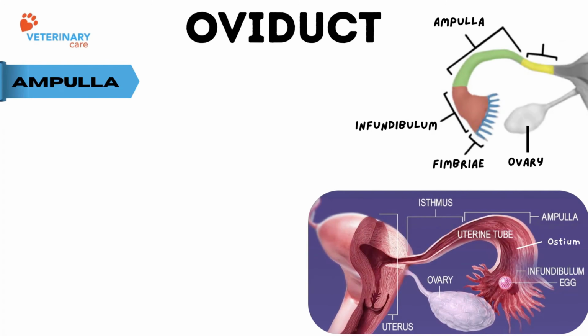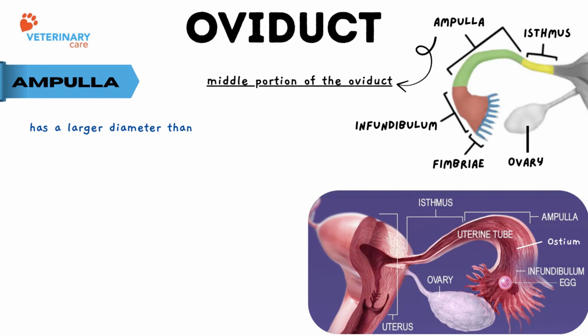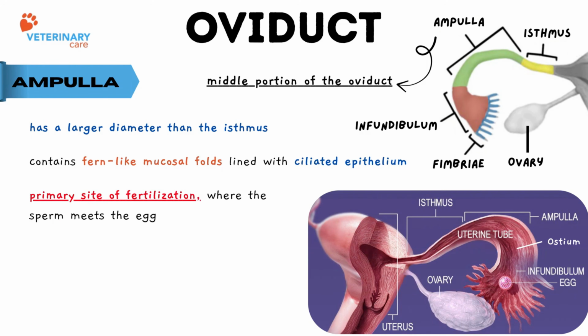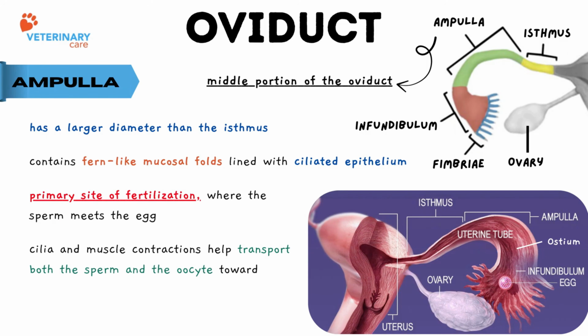Next is the ampulla, which forms the middle portion of the oviduct. It connects the infundibulum to the isthmus. The ampulla has a larger diameter than the isthmus and contains fern-like mucosal folds lined with ciliated epithelium. This is the primary site of fertilization, where the sperm meets the egg. The cilia and muscle contractions help transport both the sperm and the oocyte toward each other.